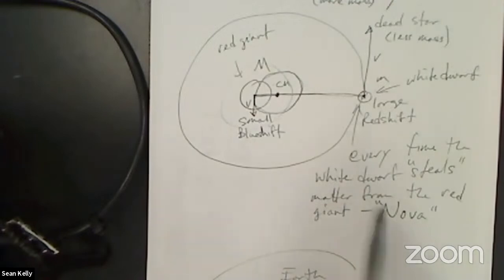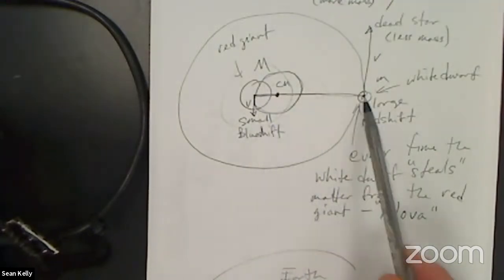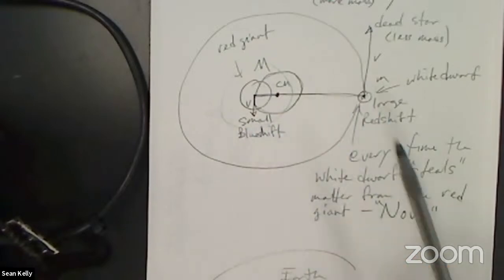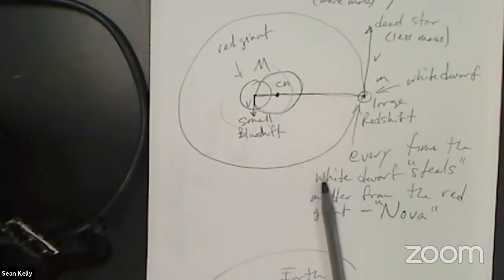It's a flash of light. And these can go on for years, and it's happening year after year, right? Every time something happens where you dump matter onto the white dwarf, you get a flash of light. So novas can happen over and over and over again, okay? So let's go back to our slideshow. And this is a pretty neat thing.